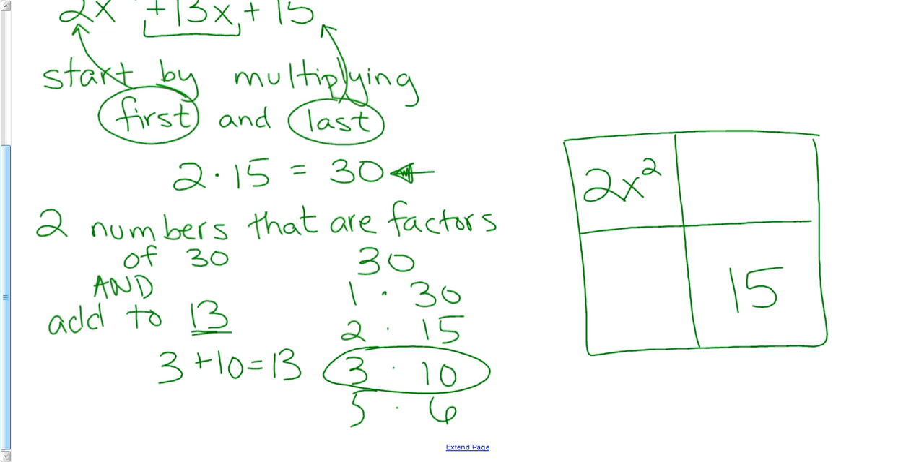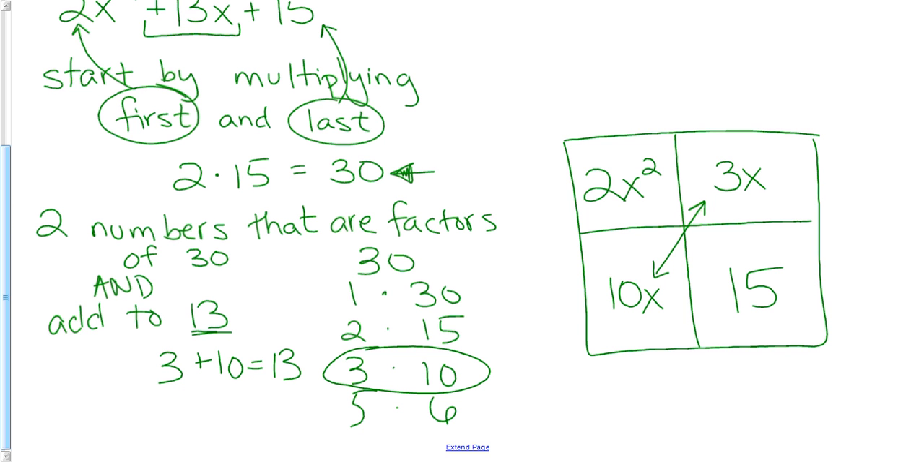So now I go back over to my area model. I put a 3x in one corner and a 10x in the other. Where you put those 2 doesn't matter. Those 2 could be switched. So you could put the 10x in the top right and the 3x in the bottom left. The location of those 2 does not matter.